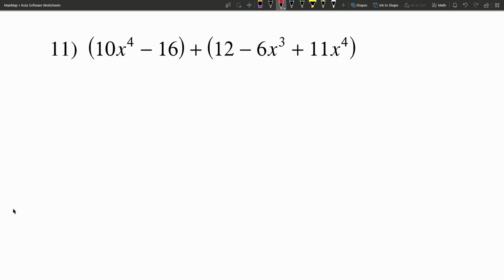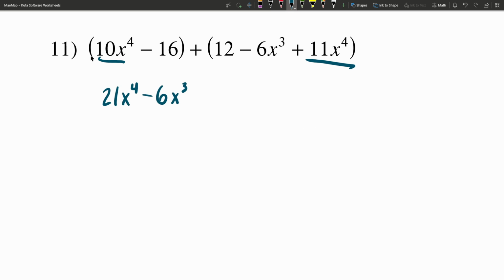For number 11, that second polynomial is indeed added, so we don't have to worry about switching any of those signs. So let's start by finding our highest degree, which is a degree of 4, and it's with x both times, so 10x to the fourth plus 11x to the fourth. That's going to result in a 21x to the fourth. Next highest degree would be 3, and I only have one of those, and it's subtracted, so minus 6x cubed.